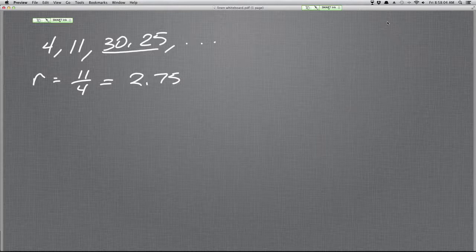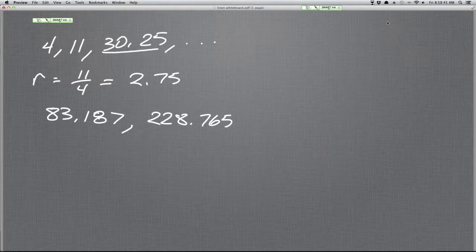Then I'm going to use my calculator. I'm going to go 30.25 times 2.75. And when you give me these, give me 3 decimal places, please. So 83.187 or 188 would work. But leave the actual number in your calculator and then just press times 2.75 again to get the next one. So I get 228.765 or 766, either way. And then I go times 2.75 again, and that gives me 629.105.